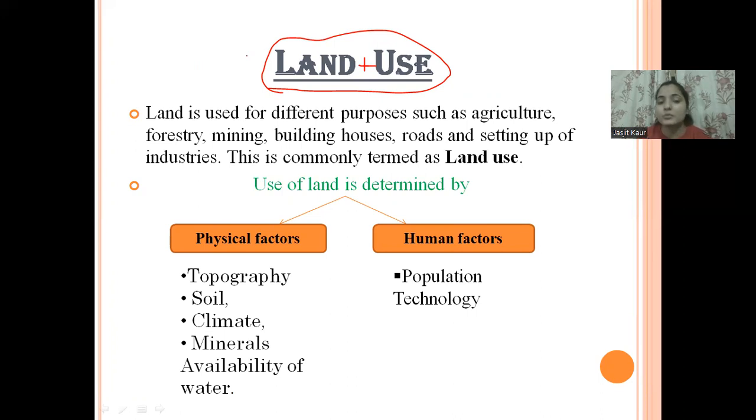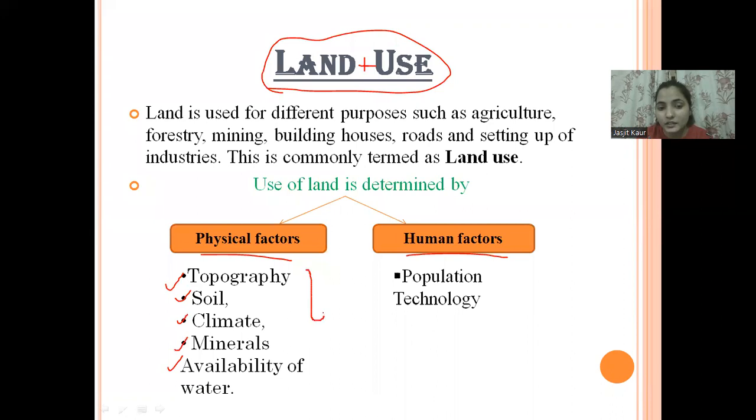And this land use is affected by different factors. Physical factors are responsible for this, and human factors are also responsible for this. In physical factors we have topography, soil, climate, minerals, and availability of water.